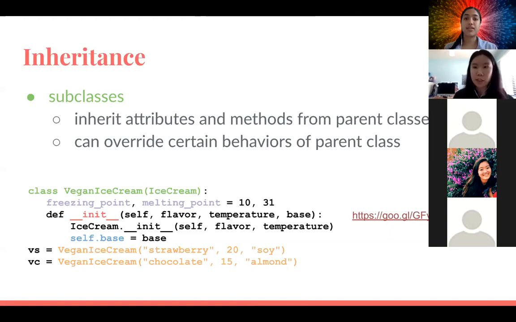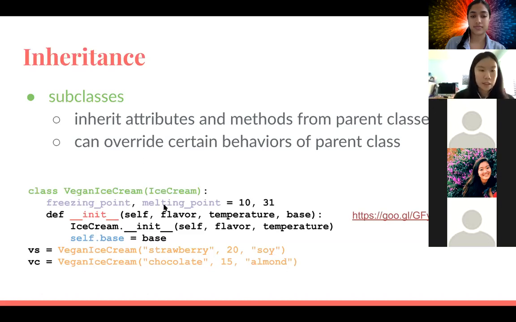With inheritance, you can designate one class to be what we call the superclass, and the class that inherits from it is called the subclass. Subclasses inherit attributes and methods from parent classes, and we can also override certain behaviors of parent classes. For example, here we have the vegan ice cream class, and in parentheses we have ice cream. So this tells us that the vegan ice cream class is a subclass of the ice cream class. In addition, I think we've updated the freezing point and melting point fields, which is why they're here.